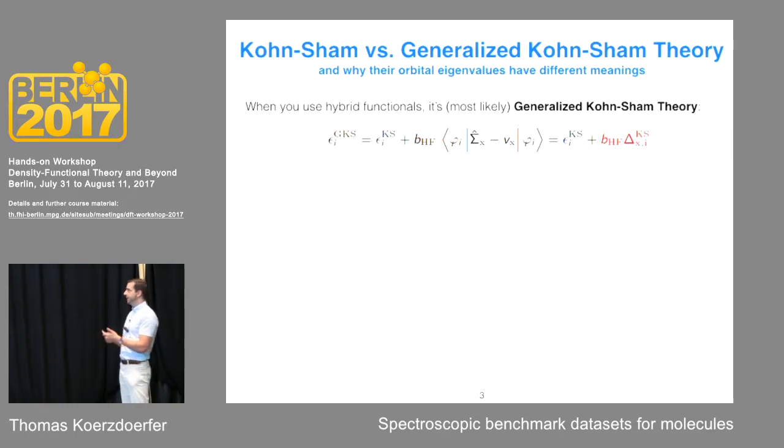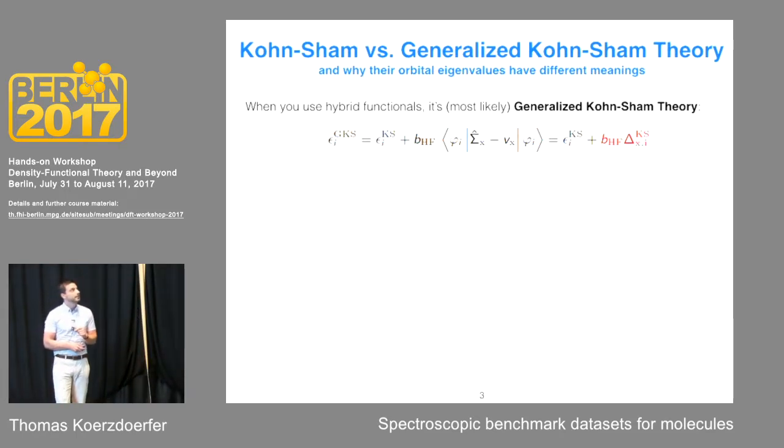Right? The density doesn't change, the energy doesn't change because all these calculations are exact, but all your eigenvalues change except one. And that is the HOMO. And I will talk about that in a second.